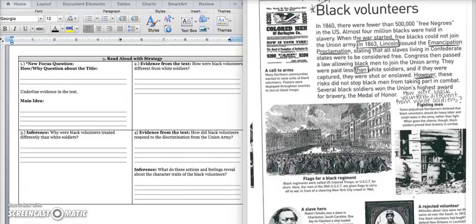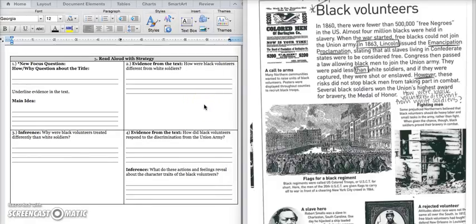You can pause the tape or go back and re-listen. Box 2. How were black volunteers different from white soldiers? And our text speaks to the treatment of the black volunteers. So you should think about how were they treated differently?